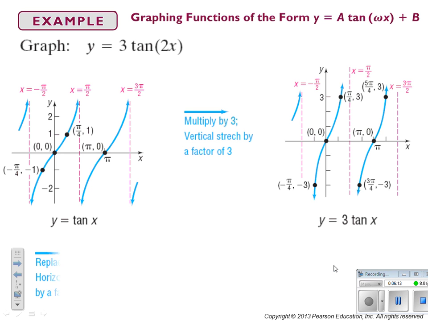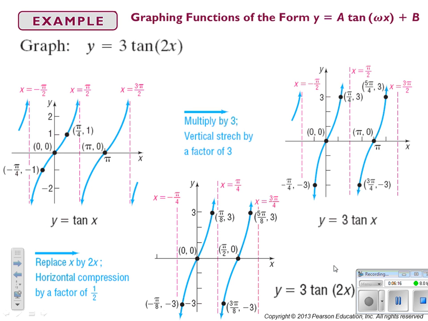What I loathe is the horizontal compression by a factor of 1/2. So whatever this value is next to the x, that's 2, I take my asymptotes and I multiply that by 1 over that number. So before I had pi over 2, I'm going to multiply that by 1 over 2. Take this, put it over 1, and multiply it by your asymptotes. So now instead of being at 1/2, it is at 1/4.